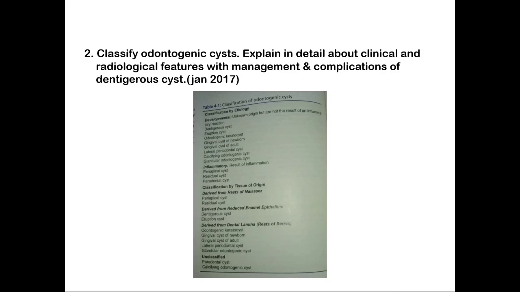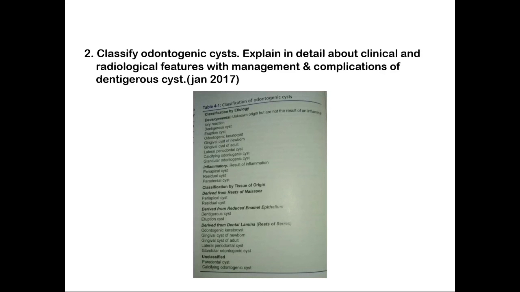And based on the tissue of origin, it has been derived from the rests of Malassez, that is the periapical cyst and the residual cyst. When it is derived from the reduced enamel epithelium, you have dentigerous cyst, eruption cyst, and then under the ones derived from the dental lamina or the cell rests of Serres, that is the odontogenic keratocyst, the gingival cyst of the newborn, gingival cyst of the adult, lateral periodontal cyst, then the glandular odontogenic cyst. And the ones that are unclassified is the periodontal cyst and the calcifying odontogenic cyst.